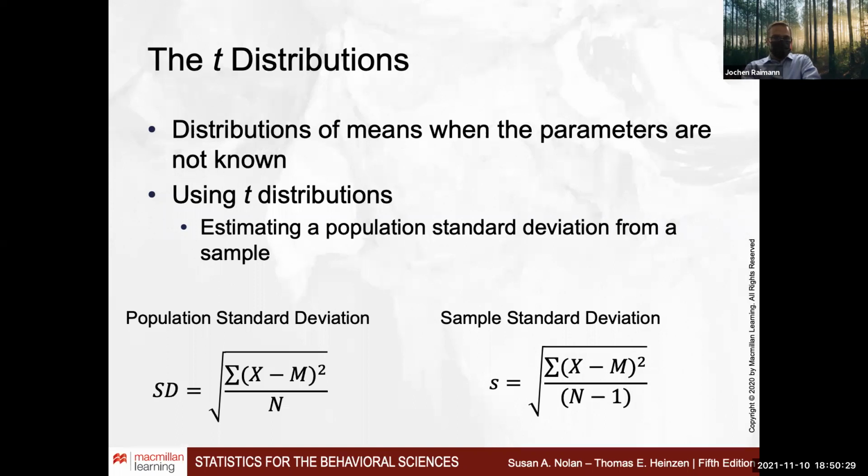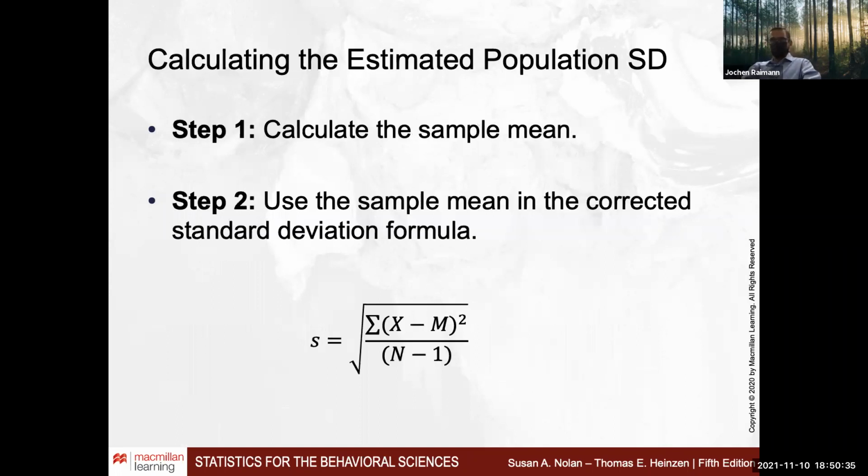Good. Population standard deviation, sample standard deviation. You estimate it, you don't need the population standard deviation, which is hard to get because you can't measure everybody in the population. Therefore, you're estimating it based on the sample variability. Good. Estimating the population standard deviation, we have done that. We calculate the sample mean. We use the sample mean in the corrected standard deviation formula. I've got to change this.